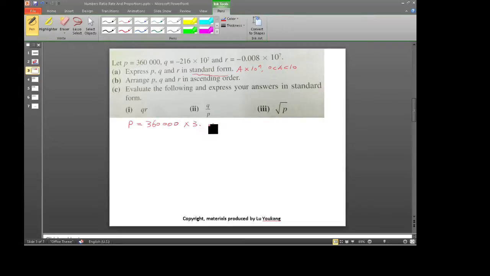So 360,000, which is your P. I'm sorry, let me correct my mistakes here. So 360,000 equals 3.6, because we have to make sure that a is between 1 and 10, times 10 to the power 5.